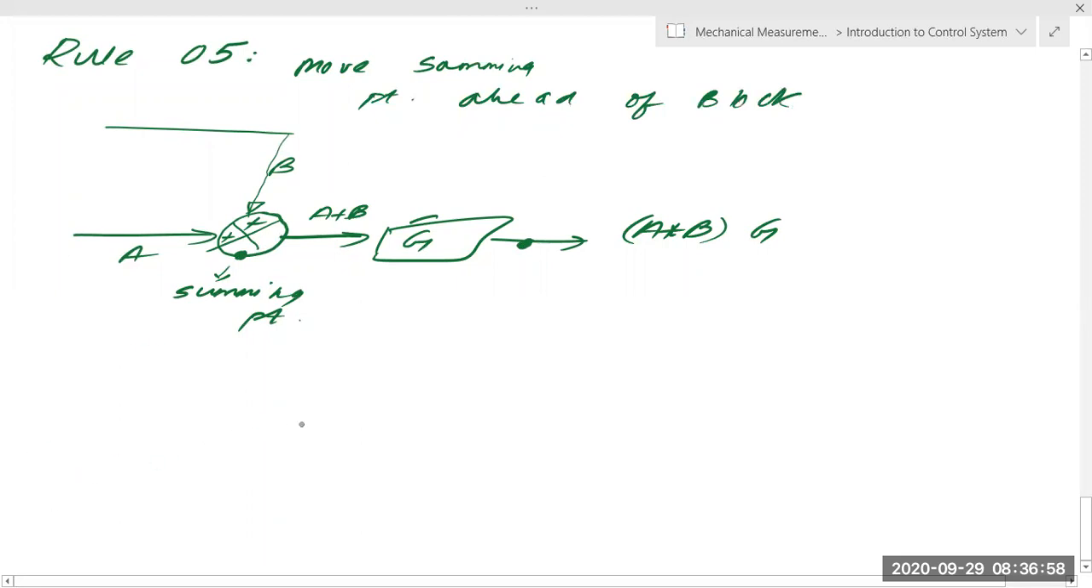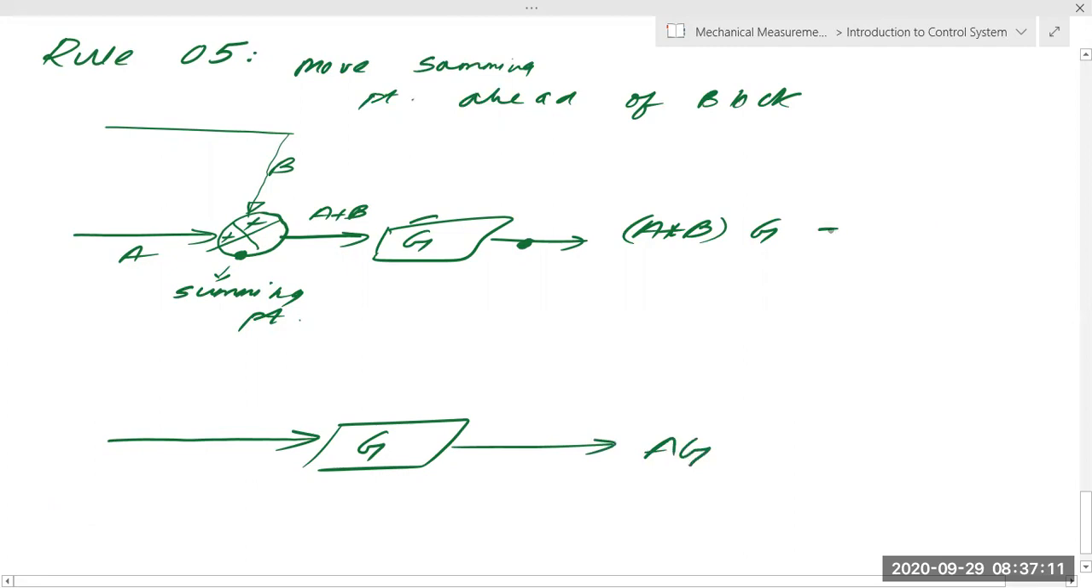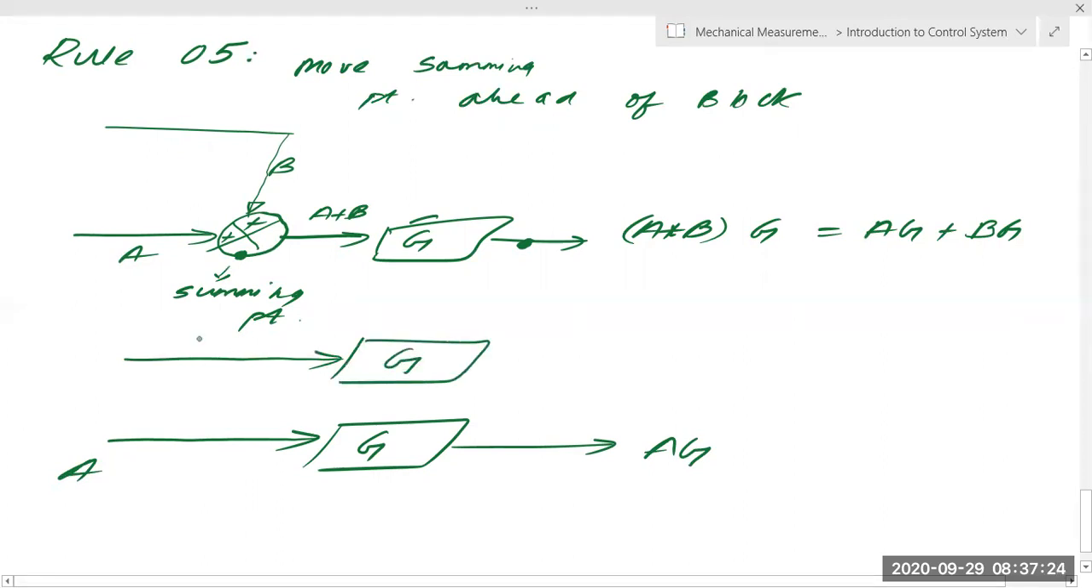So what I'm going to do, suppose this is my G. Okay, this is my A. So what will come out of here is AG, correct? And what do we need? We need AG plus BG. That means we need to apply B to another G. Okay, same value of G, and this will become BG. What will be out of here is BG, right? So this is A, this is B.